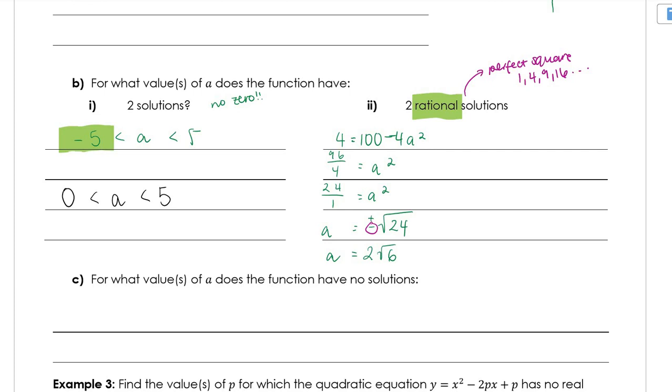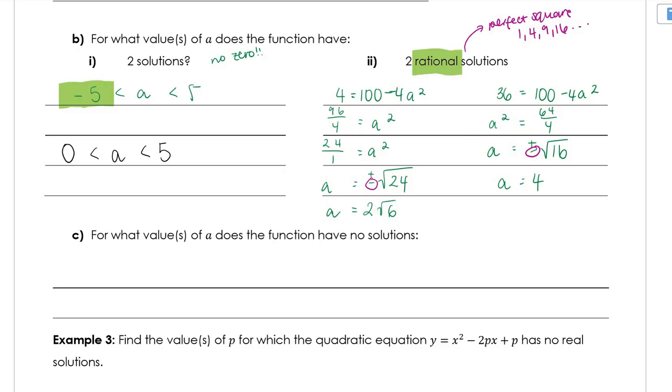Let's try this same thing with, I'll do 36 instead of 16, is equal to 100 minus 4a squared. So I'm going to end up with a squared is equal to 64 over 4. That's 16, so I have a is the positive or negative square root of 16. Once again, we cannot have that negative, so a is going to be equal to positive 4. Okay, so they're just two of the values of a which would give me two rational solutions. Okay, so that's one application of our discriminant.